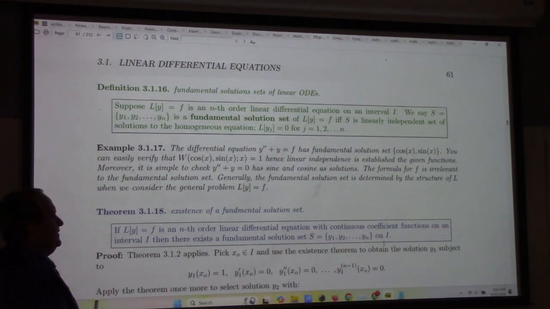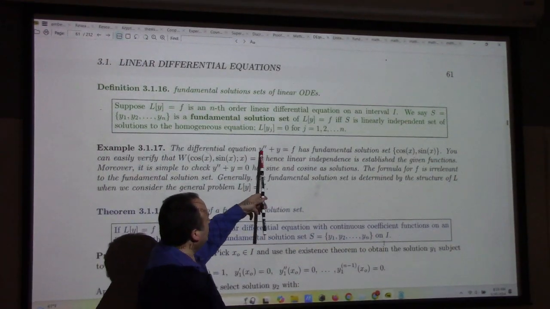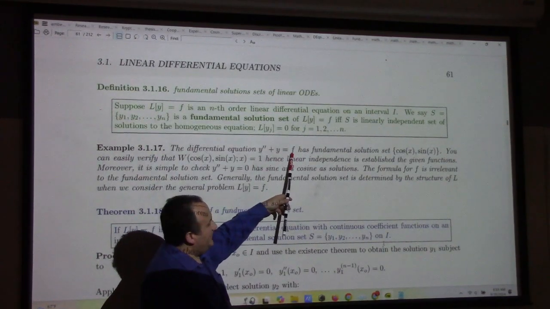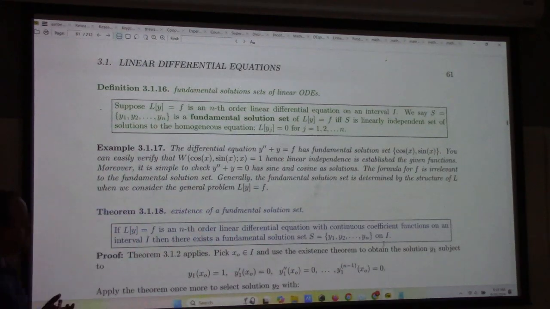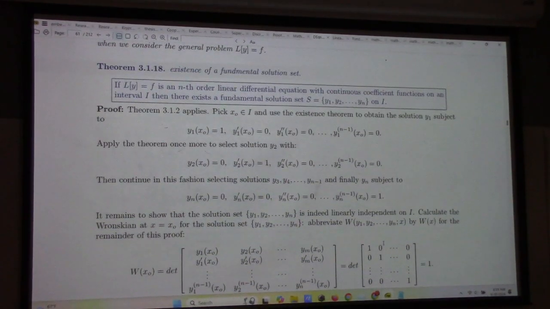But notice that sine and cosine don't solve the given differential equation, they solve the corresponding homogeneous differential equation. Because the second derivative of sine or cosine plus itself doesn't give you f, it gives you 0. So this is a fundamental solution set. The next big theorem is that there exists a fundamental solution set for any nth order problem. And the solution rests on the theorem I shared with you last time, namely that if we have an nth order problem with continuous coefficients, we can solve an initial value problem.